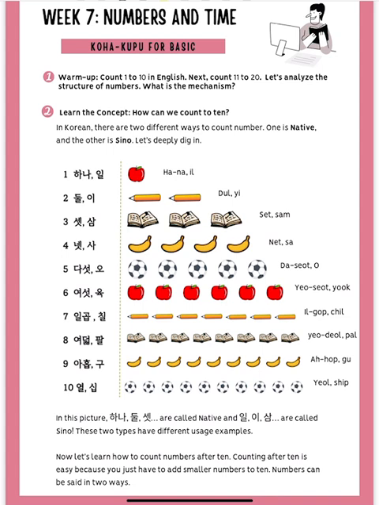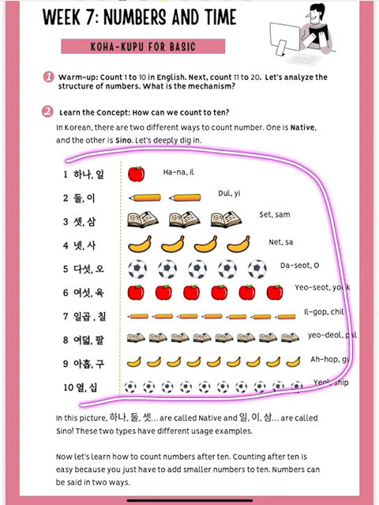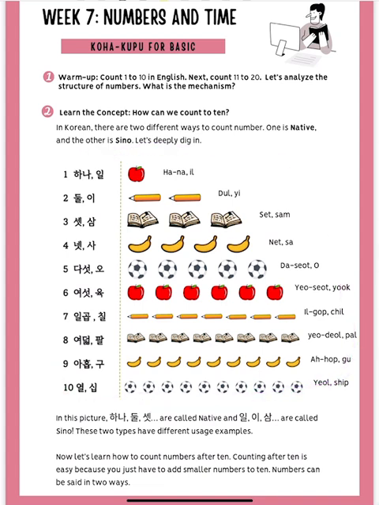How can we count to 10? In Korean, there are two different ways to count numbers. One is native, and the other is Sino. Let's dig in deeply. In this picture, 하나, 둘, 셋 are called native, and 1, 2, 3 are called Sino. These two types have different usage examples.